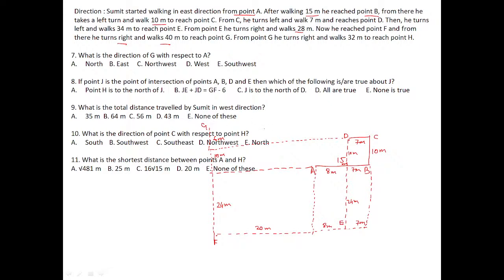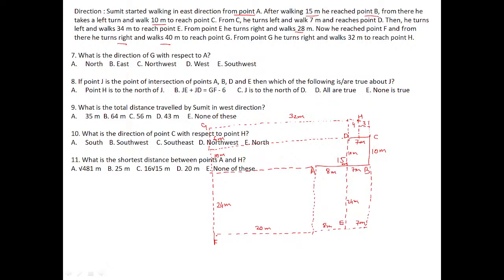From G, he turns right and walks 32 meter to reach point H. So from here, he just turns right and moves to east direction and covers 32 meter. So 32 meter. So this is 28. So this is up to this is 28 and another 4. This is another 4, and this point is H. So this is 4 and this is 3, right?